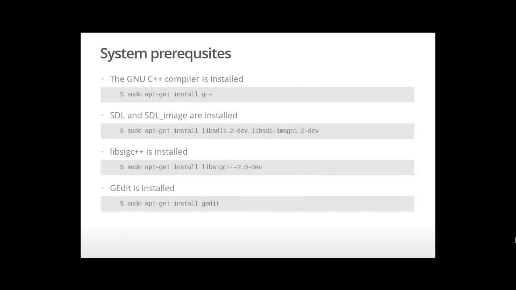You will need to have a C++ compiler installed. The GNU C++ compiler is preferred. You will need the SDL and the SDL image libraries installed and the development headers. For future episodes you will need libsigc++ installed, and gedit is the text editor that I use.